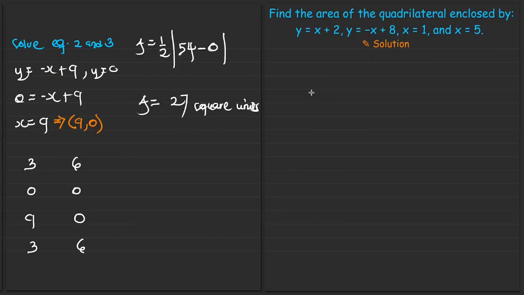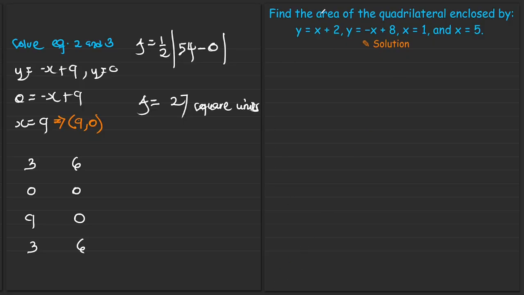So now for this last question, it says you have to find the area of the quadrilateral enclosed by, so you have two equations. The first one being y equals x plus 2. Then the second one being y equals negative x plus 8. Then we have x equals 1 and then x equals 5. So for this type of question, we can solve using simultaneous equation and then the graph. But I would always advise you go for the graph because the graph will be very, very simple.